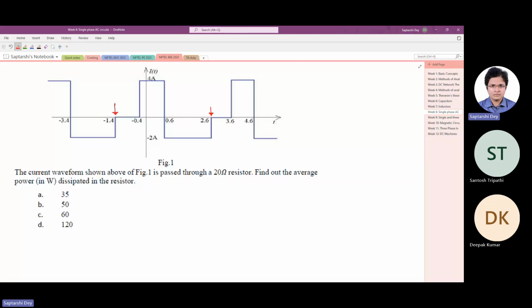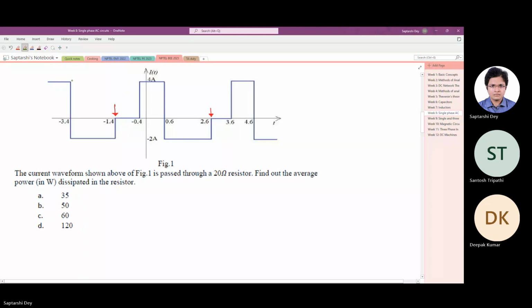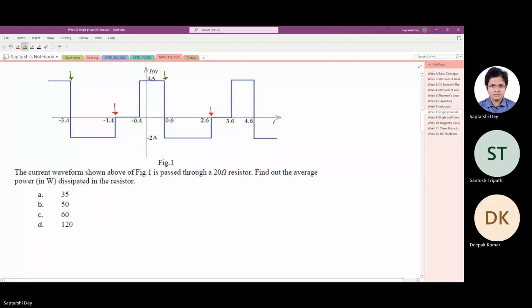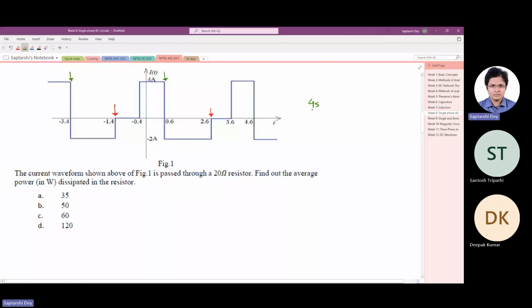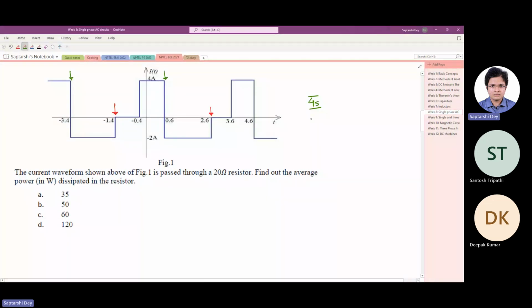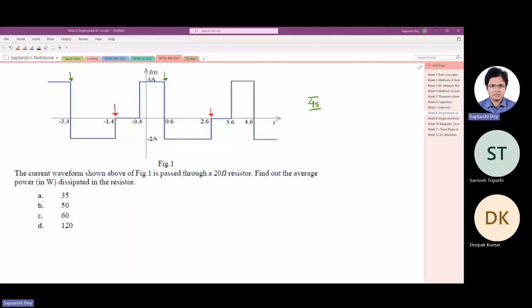You can say from any other point also, from here to here also. So how much is the time period of this waveform? The time period is minus 1.4 to 2.6, that is 4 seconds. 4 seconds is the time period of this signal. Now the question is to find out the average power in watts dissipated by the resistor.